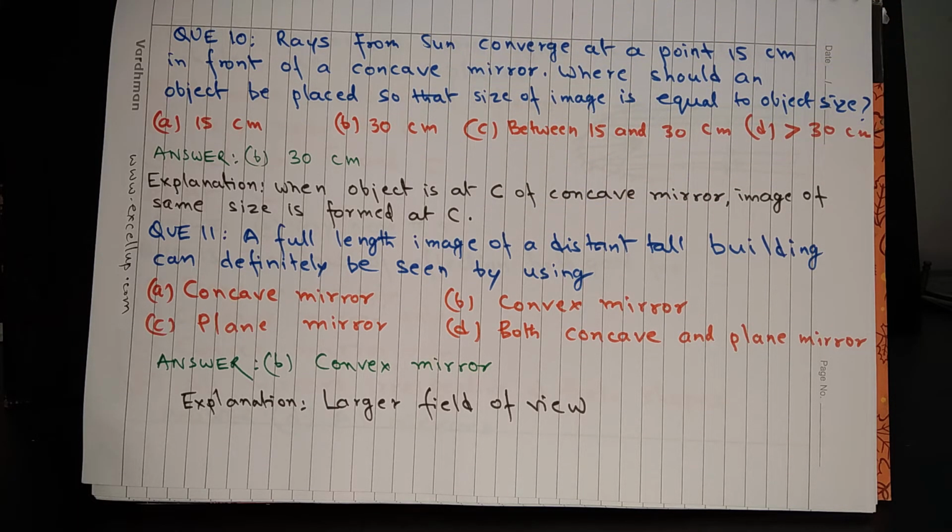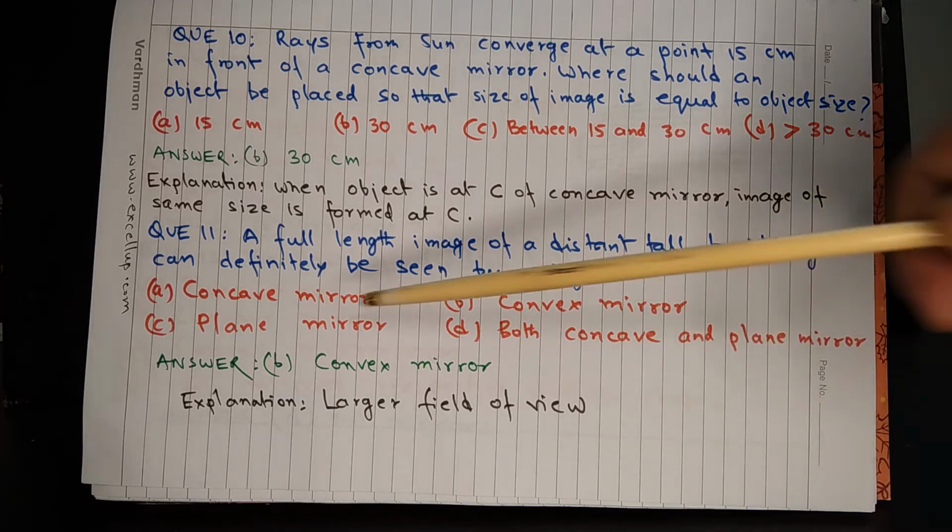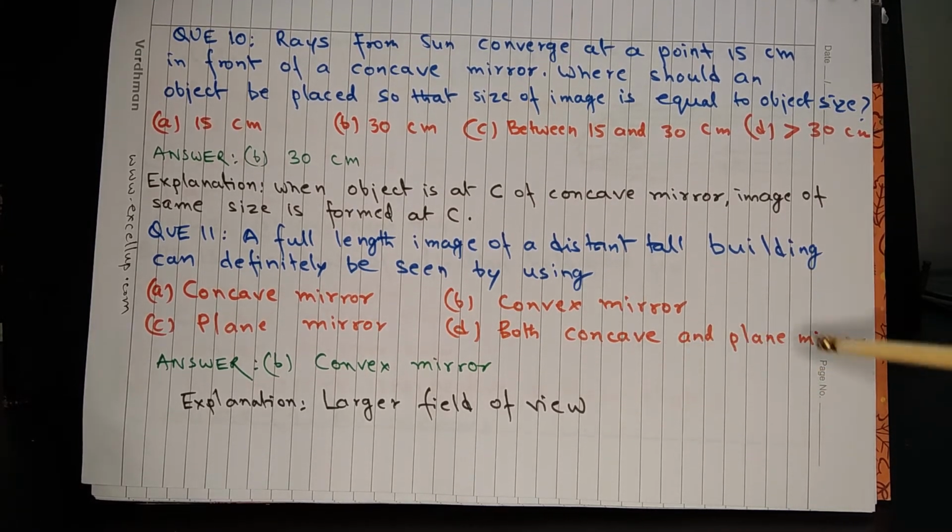Question 11. A full length image of a distant tall building can definitely be seen by using option A, concave mirror; option B, convex mirror; C, plane mirror; and D, both concave and plane mirror. The answer is B, convex mirror, because a convex mirror has a larger field of view compared to any other type of mirror.